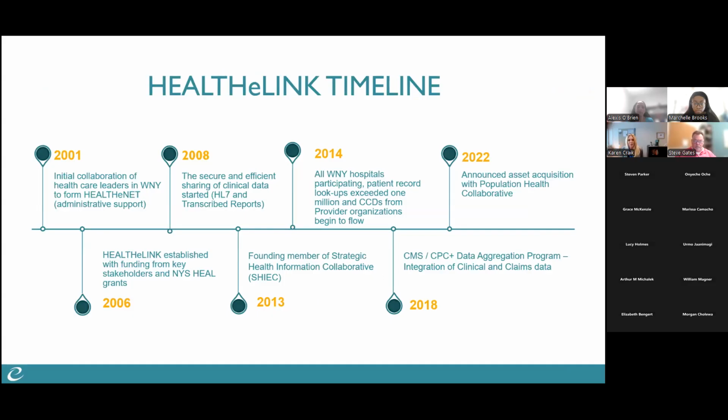So this is a timeline of HEALTHeLINK. Originally HEALTHeLINK started back in 2001, many years ago, as HealthyNet. Throughout the timeline, in 2006, HEALTHeLINK became established with funding from the key stakeholders. In 2008, we had secure and efficient sharing of clinical data, with HL7 and transcribed reports. By 2014, all Western New York hospitals were participating, patient record lookups exceeded 1 million, and CCDs, continuity of care documents from provider organizations, began to flow.